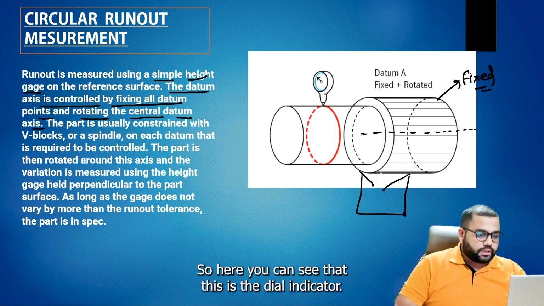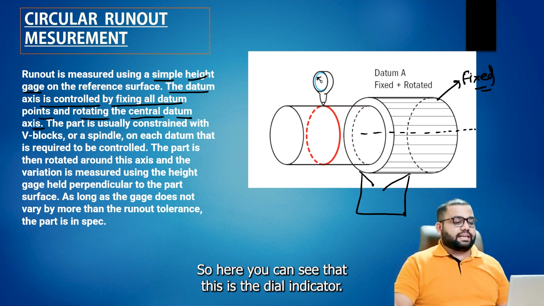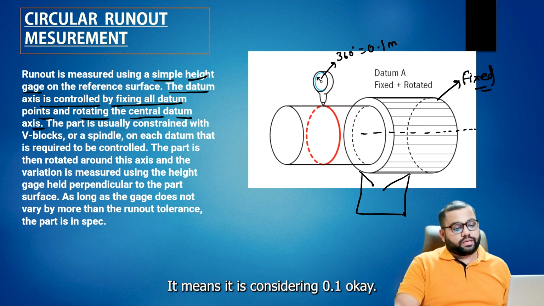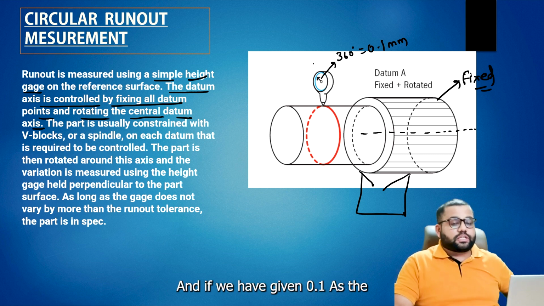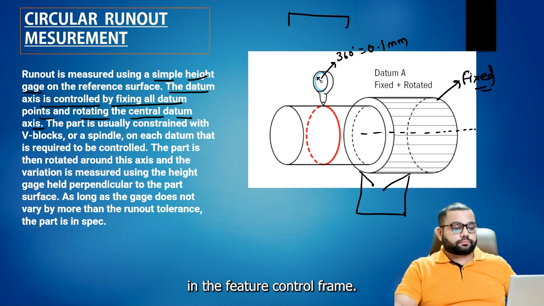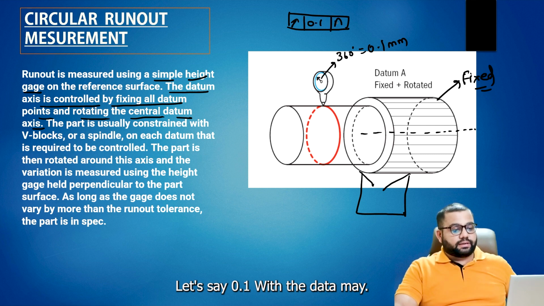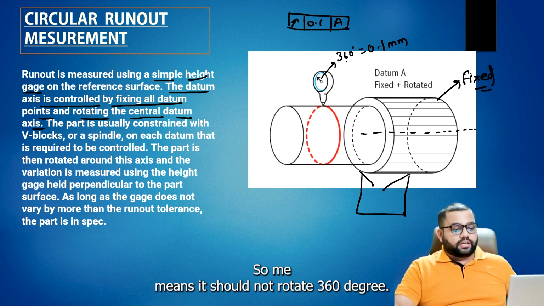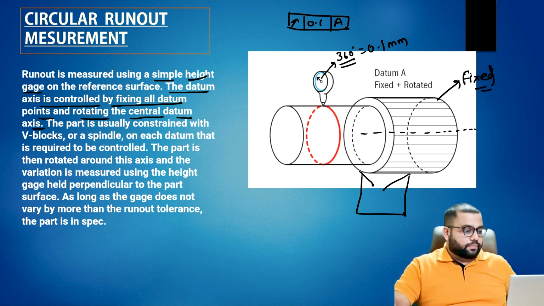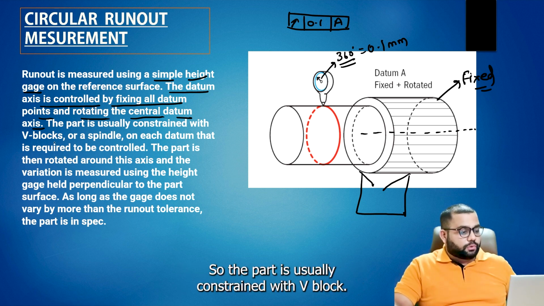Here you can see this is the dial indicator, and if this dial indicator rotates 360 degrees, it means the variation is 0.1 mm. If we have given 0.1 mm in the feature control frame, let's say 0.1 mm with datum A, it means it should not rotate 360 degrees. If it is rotating, then we are out of circular runout.